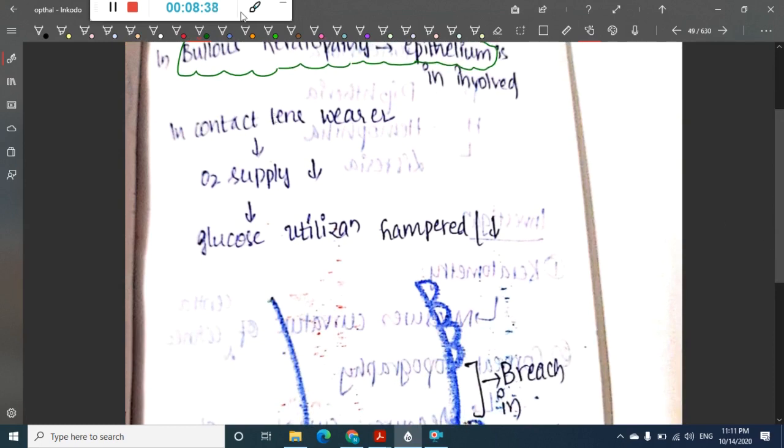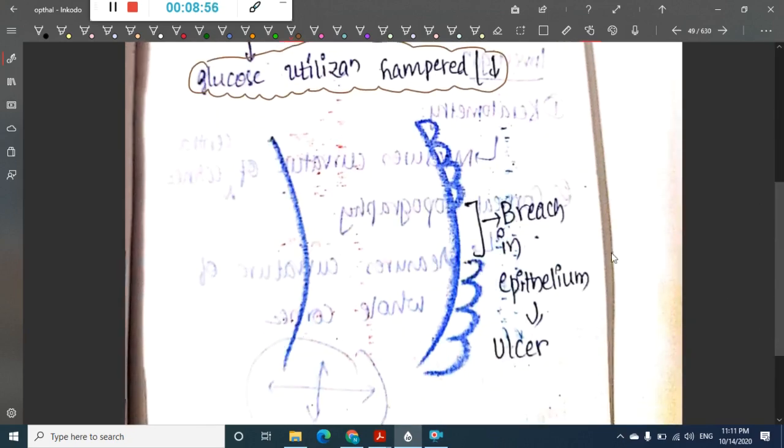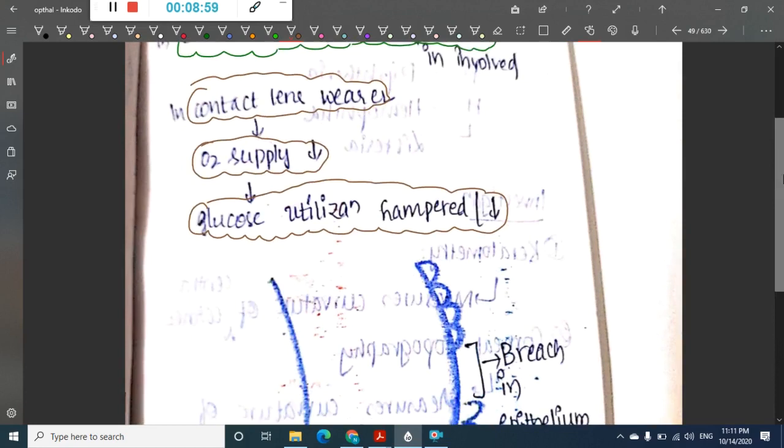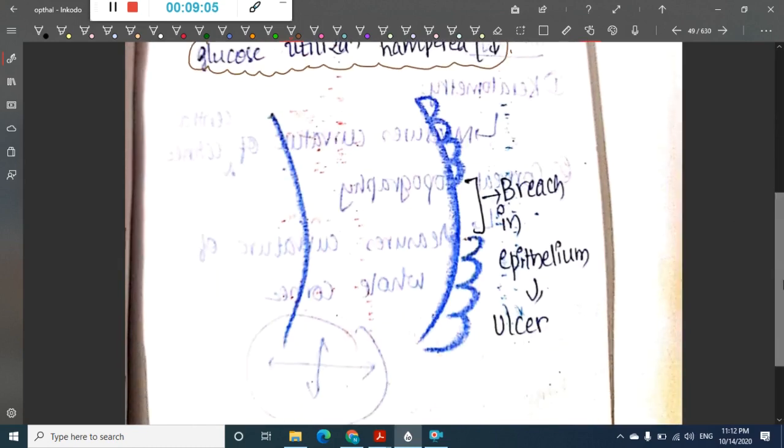Then in contact lens users, there is one more situation. Whenever the person uses contact lenses, there is decreased oxygen supply. Because of decreased oxygen supply, glucose utilization is hampered. This leads to a breach, which predisposes to corneal ulcers. Okay, what is an ulcer? An ulcer is a breach in the epithelium.